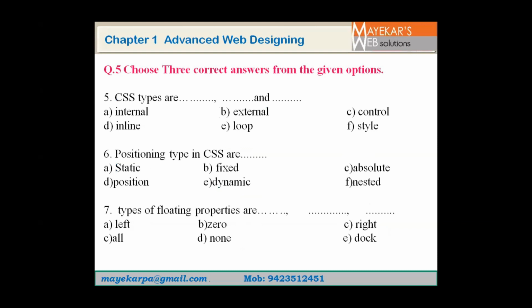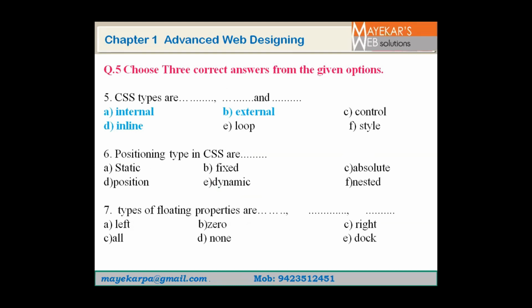Then question number 5. CSS types are blank, blank, and blank. CSS types means types of CSS. We know there are three types of CSS: inline, internal, and external. So here are three right answers: inline, internal, and external. These are the three types of CSS. Then question number 6, the positioning types in CSS are.